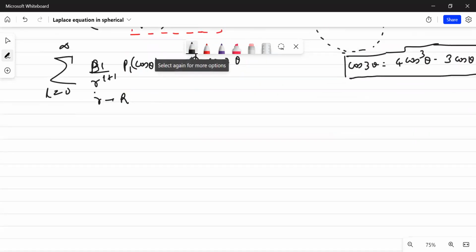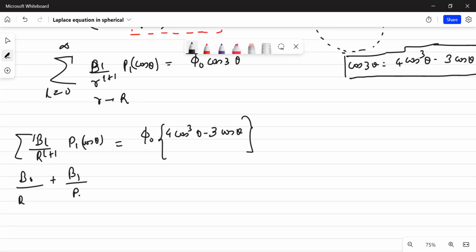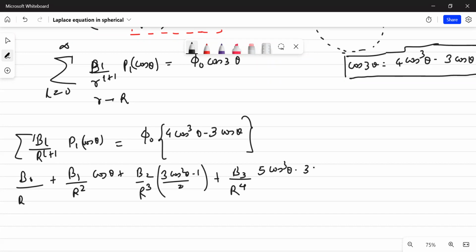So what I would do is take the summation of BL upon R raised to the power L plus 1 times PL of cos theta, equal to phi naught times 4 cos cube theta minus 3 cosine theta. Now all you need to do is expand this side, so you will get B0 upon R, plus B1 upon R square times cosine theta, plus B2 upon R cube times 3 cos square theta minus 1 by 2, plus B3 upon R raised to the power 4 times 5 cos cube theta minus 3 cosine theta divided by 2. So all these terms are there. All you need to do is compare these terms and let me know what the coefficients will be.